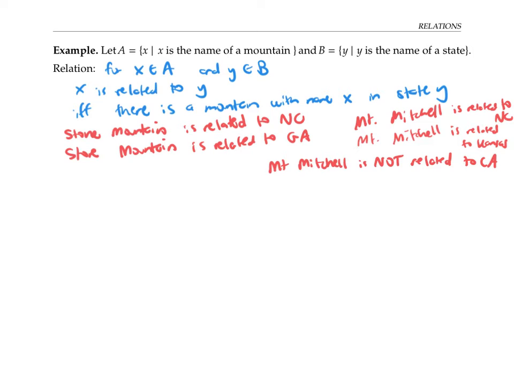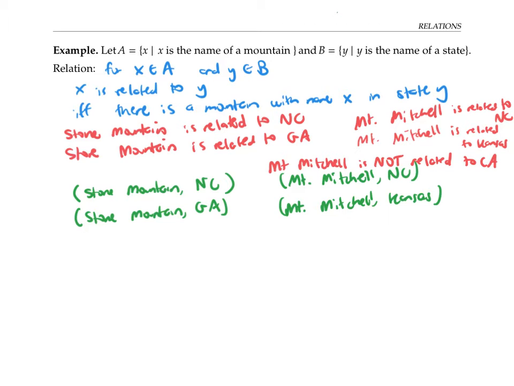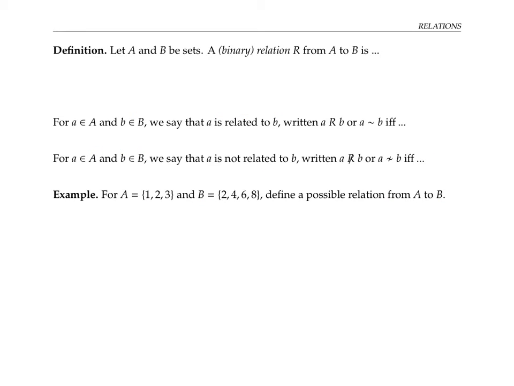We can think of the related mountain names and state names as ordered pairs. And this motivates a precise definition of relation that we'll talk about next. Let A and B be sets. A relation R between A and B is a subset of the product A cross B. In other words, R, the relation, is a subset of A cross B and consists of ordered pairs of the form (a, b), where little a is in A and little b is in B.